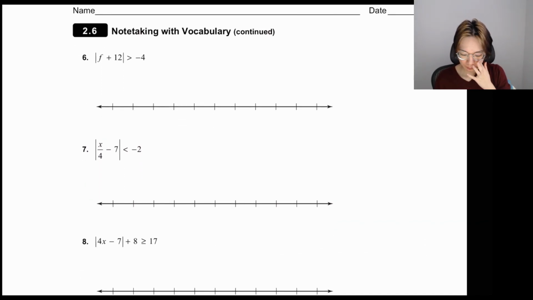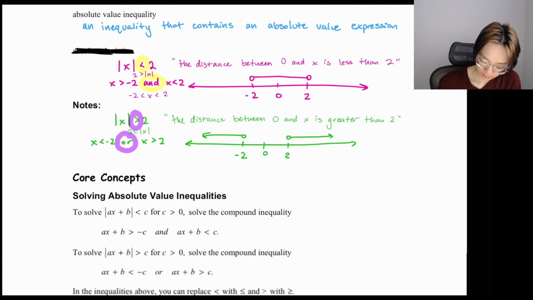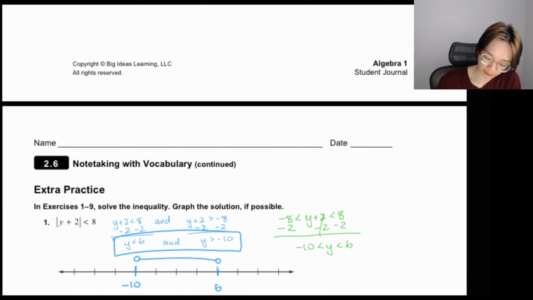Now, 6. Can we figure out if it's and or from here? Yes, it's only absolute value on one side. So it's greater than, which means it's going to be or. So let's split it out.